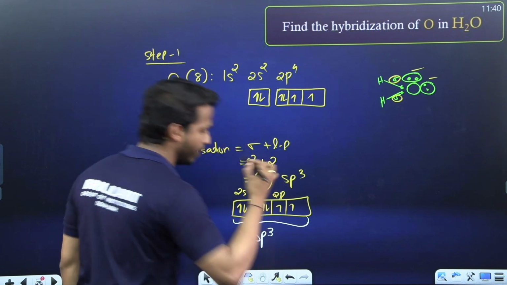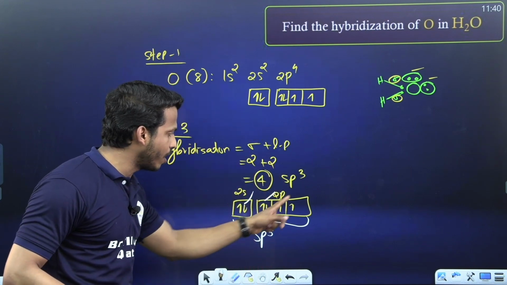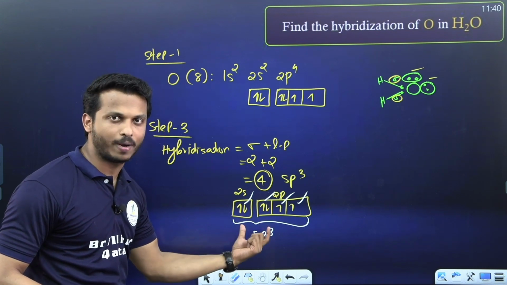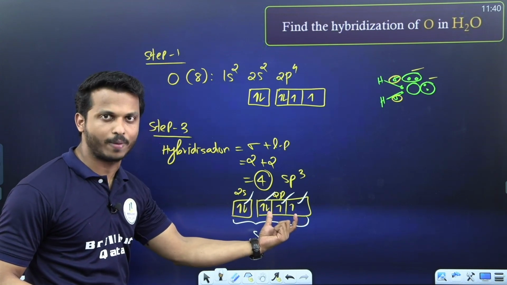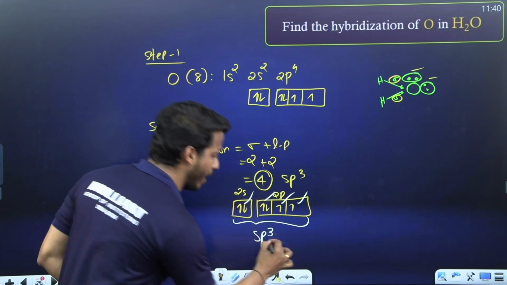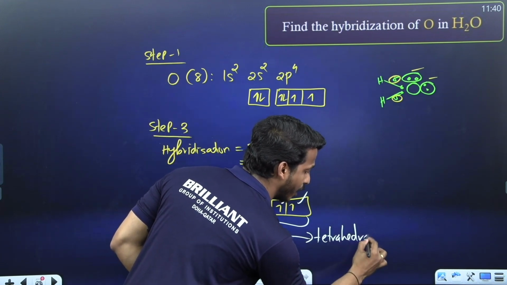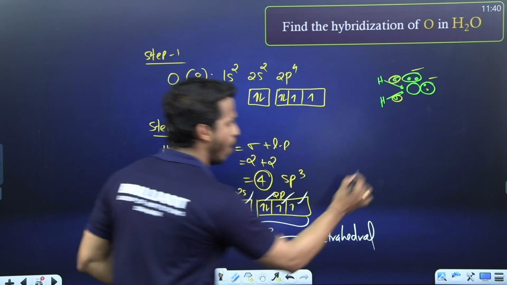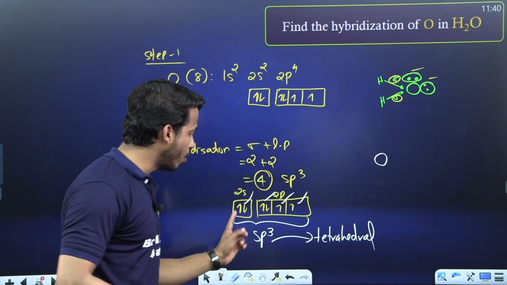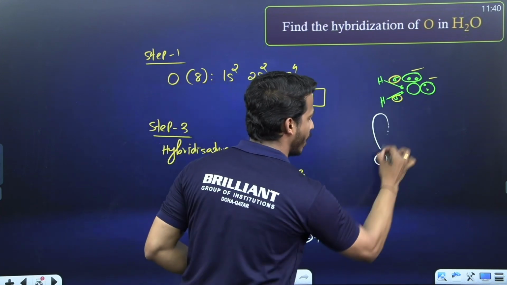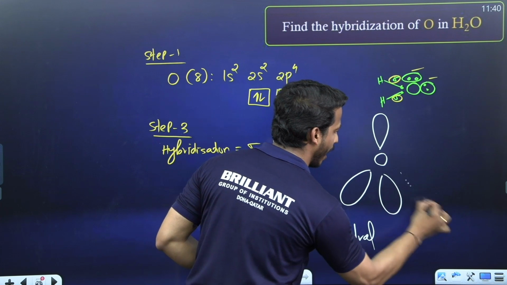So sp3. How many atomic orbitals are you mixing? An equal number of hybrid orbitals form. So 4 sp3 orbitals form because you mixed 4 atomic orbitals, right? So maintain the structure. sp3 means what is the shape? Tetrahedral shape. So maintain the tetrahedral shape. Draw the diagram. Oxygen: total how many orbitals are you mixing? 4 orbitals. So 4 sp3 will form: 1, 2, 3 and 4.